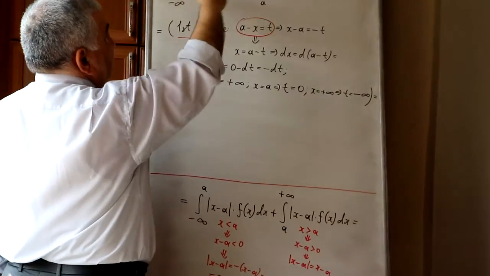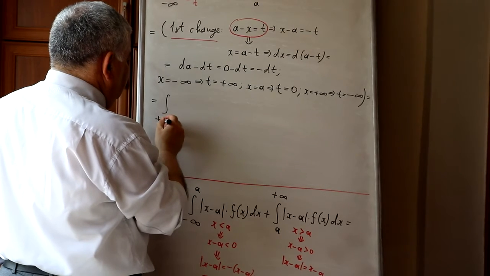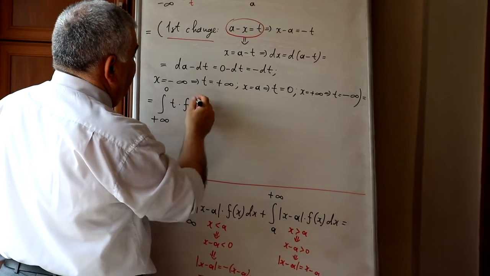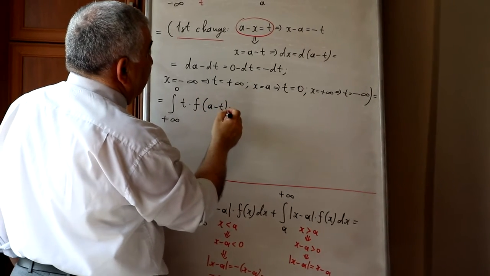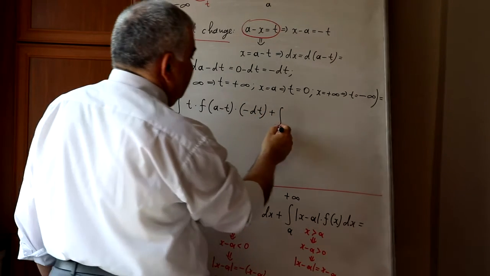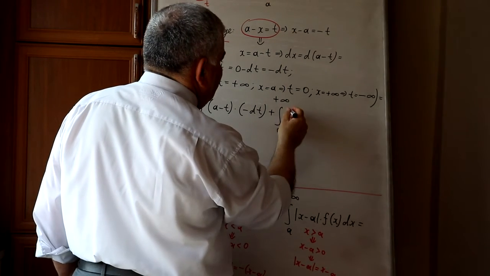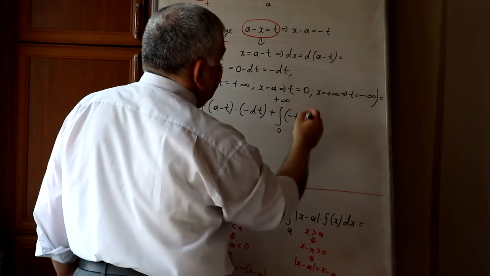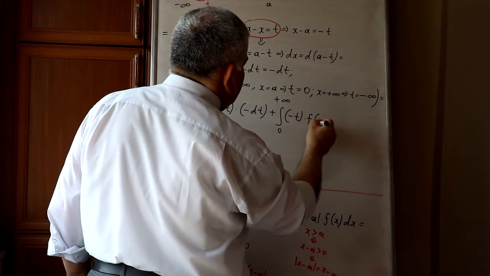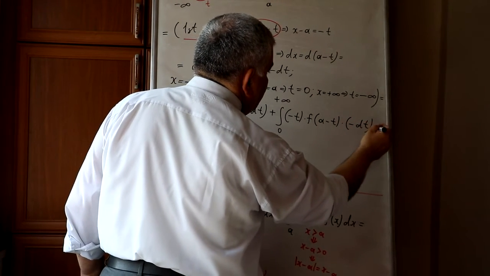Then apply this change to both integrals. Integral from plus infinity to 0 of t multiplied by f of a minus t multiplied by minus dt, plus integral from 0 to plus infinity of x minus a is minus t multiplied by f of, where x is a minus t, multiplied by minus dt. And continue.